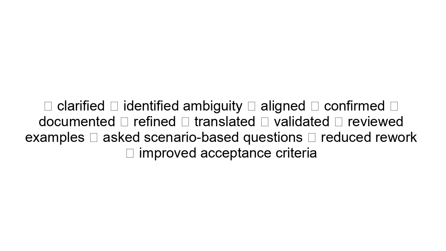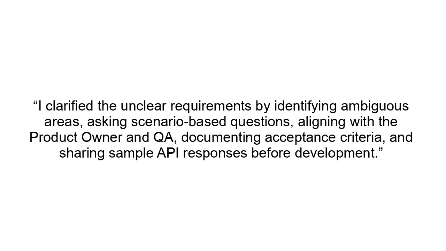Strong words to use in your answer. You can use words like clarified, identified ambiguity, aligned, confirmed, documented, refined, translated, validated, reviewed examples, asked scenario-based questions, reduced rework, improved acceptance criteria. Example: I clarified the unclear requirements by identifying ambiguous areas, asking scenario-based questions, aligning with the product owner and QA, documenting acceptance criteria, and sharing sample API responses before development.